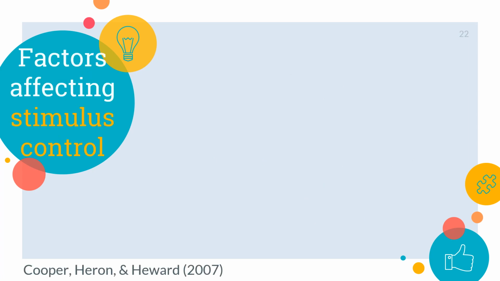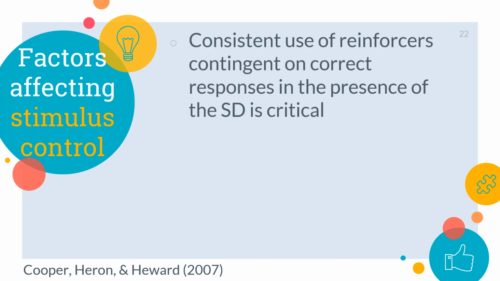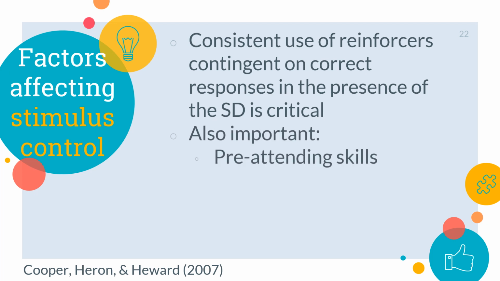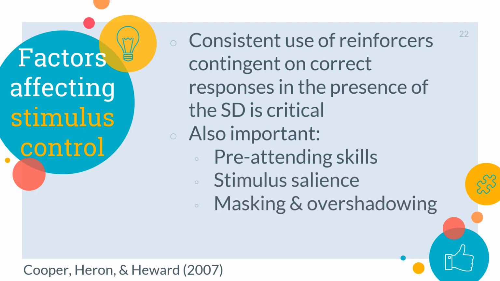There are some important factors that affect stimulus control. This includes consistent use of reinforcers contingent on correct responses in the presence of the SD, as well as pre-attending skills, stimulus salience, and masking and overshadowing, which we will get into in the next couple of slides.